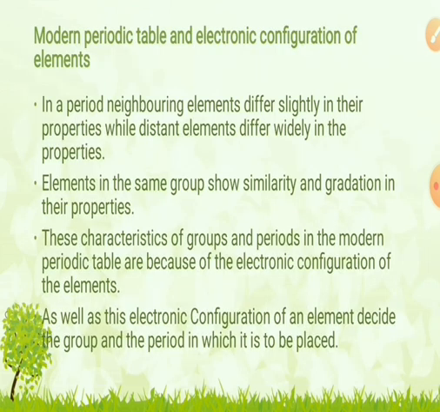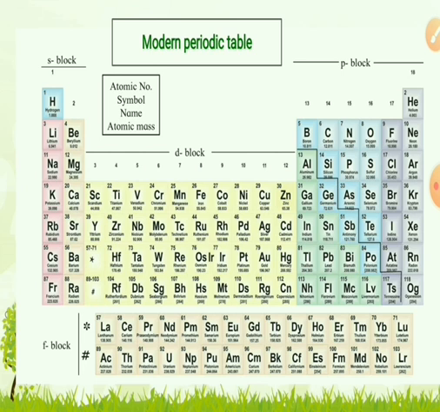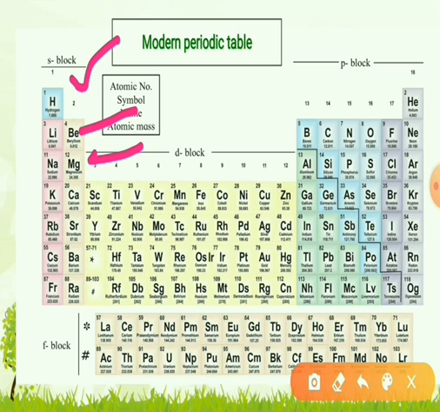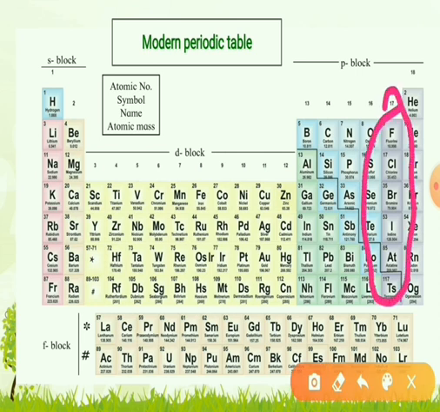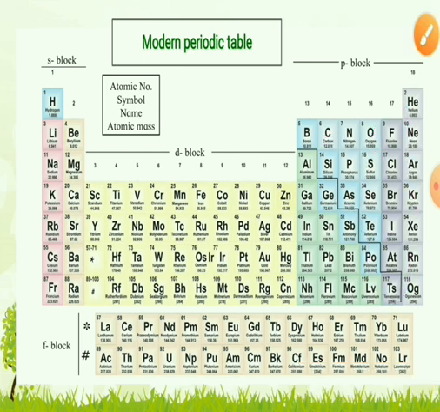Elements in the same group show similarity and gradation in their properties. Here, if you consider the second group, consider beryllium and magnesium. Both show the same chemical properties and they are called alkaline earth metals. Here you can take second example as the halogen family, where chlorine and iodine both show the same chemical properties and they are placed in the 17th group. In the same way, any two elements from the same group will show the same properties.